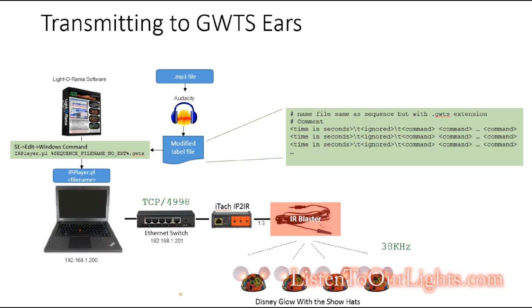That gets loaded into the IR player, which is also running off the computer, and what it does is it opens up a TCP/IP connection over an Ethernet switch to a Global Caché iTach IP2IR. This is basically an IR controller. So we take the commands that are coming out of that label file, and the IR player script converts them into pulses, and then transmits them to the iTach. And there on port 3 we have an IR blaster cable which blasts that signal at 38 kilohertz to the Disney glow-with-the-show hats, and then they respond to it. So that's the gist of it.